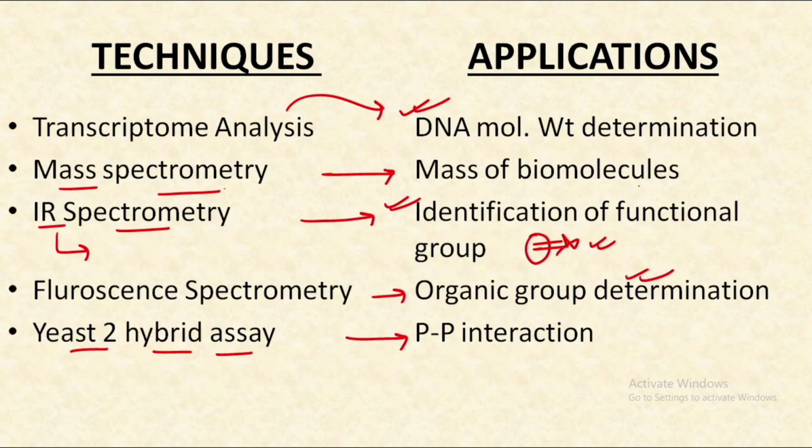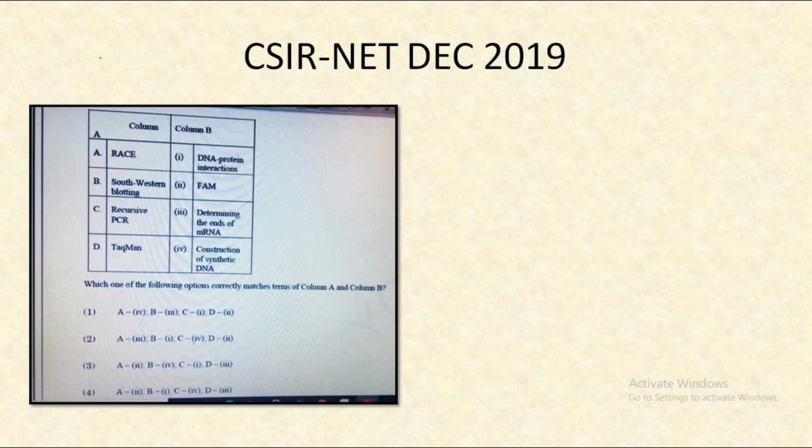For a better understanding, let us try to solve this question which has been asked in the CSIR UGC NET in December 2019. The question says that on the left hand side we have the column A, which shows the 4 types of techniques, and in the column B it shows the various types of its application. One point to remember is that you need not have the knowledge of each and every technique that has been given, because it is not possible for us to remember each and everything.